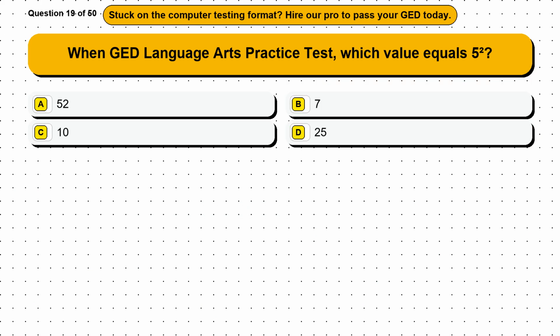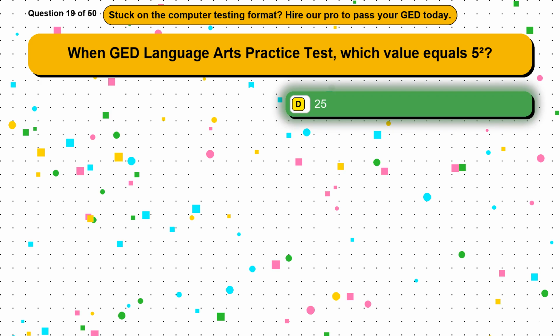Question 19. When GED language arts practice test, which value equals 5 superscript 2? Option A, 52. Option B, 7. Option C, 10. Option D, 25. The correct answer is option D.